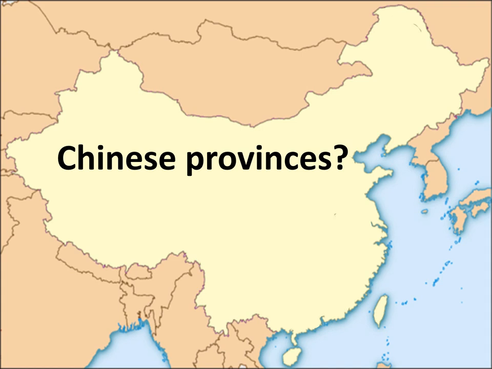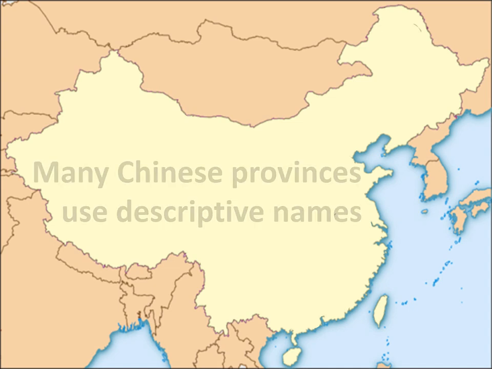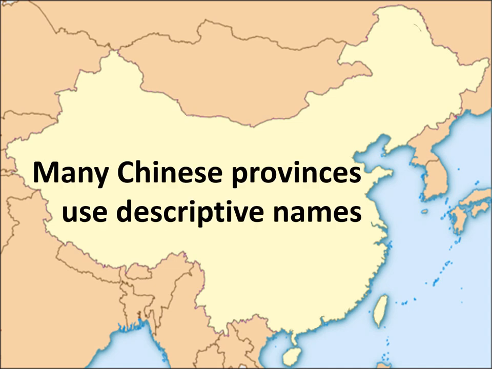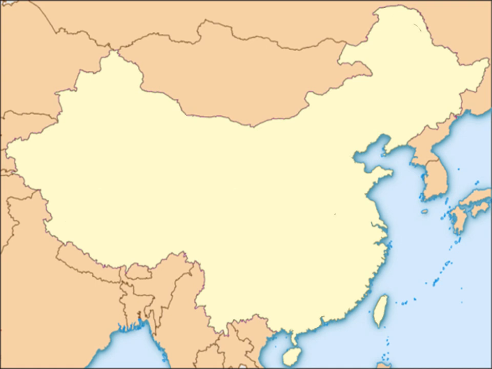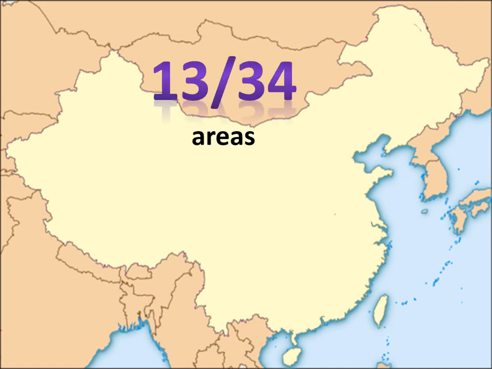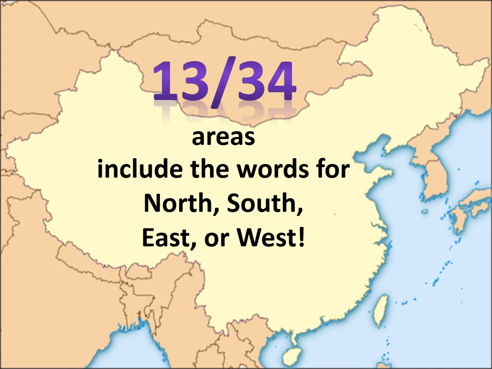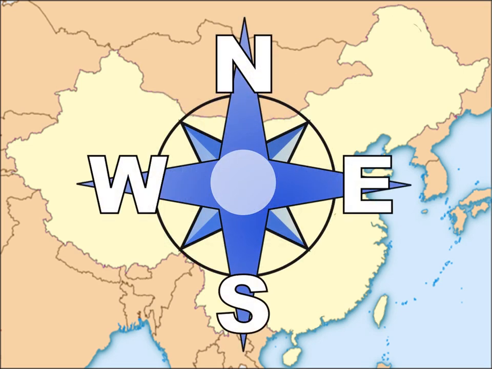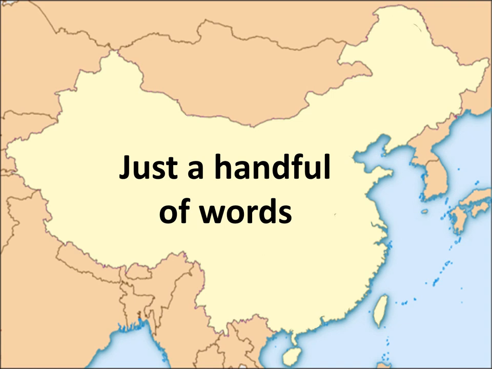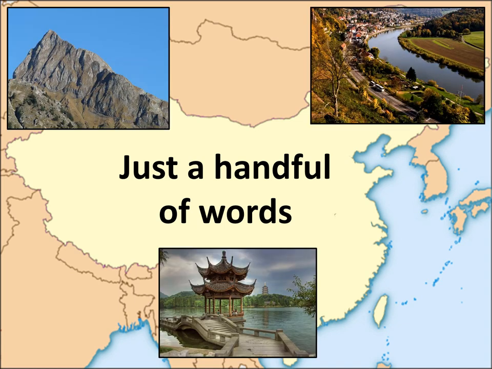What about the names and locations of Chinese provinces? Relax! They are much easier. Many Chinese provinces use descriptive names. In fact, 13 out of the 34 administrative areas include the words for north, south, east, or west. Learning the Chinese words for the compass points, plus a handful of other words such as mountain, river, and lake, will make many Chinese province names easy.